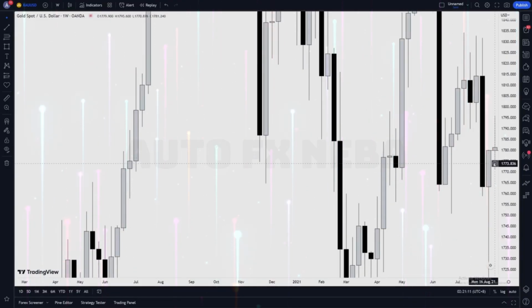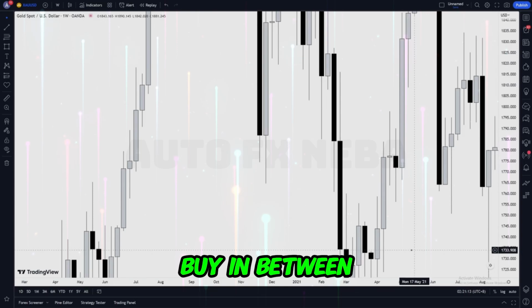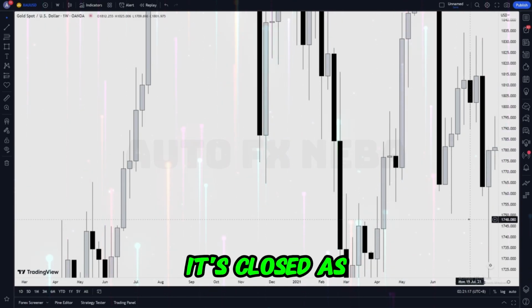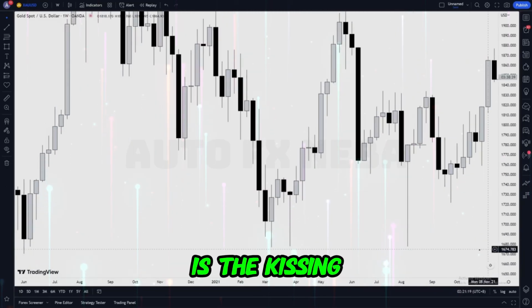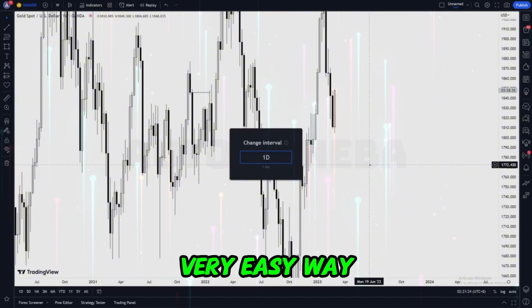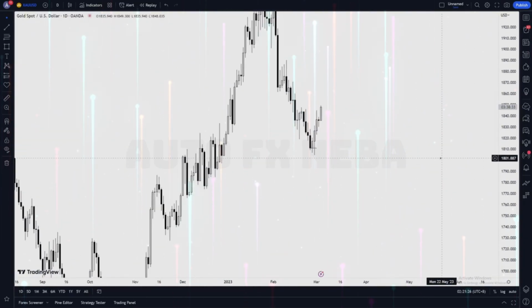Buy in between kissing candles. Obviously, wait for both candles to close. Then you can say, okay, it's closed as a buy as well. In between that are the kissing candles, they call it. So that's a very, very easy way to talk about this.